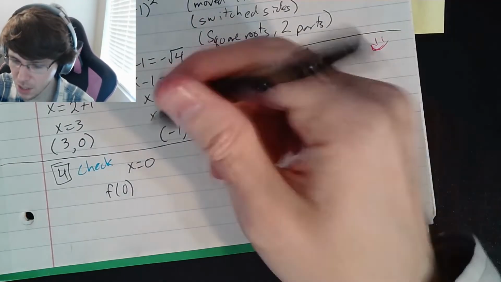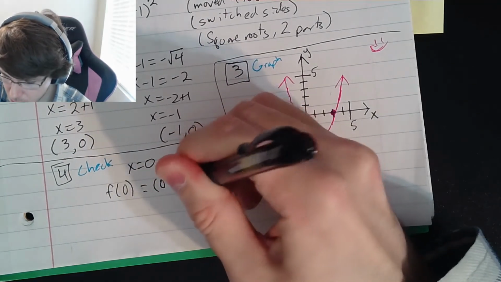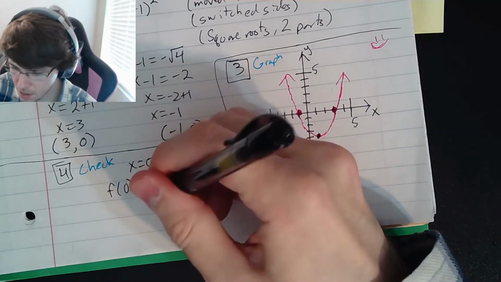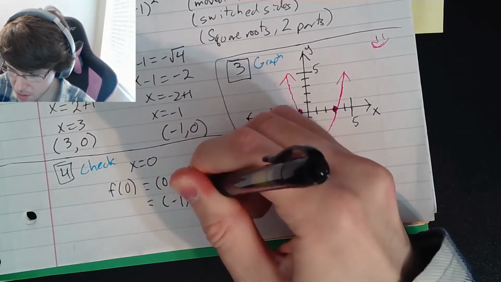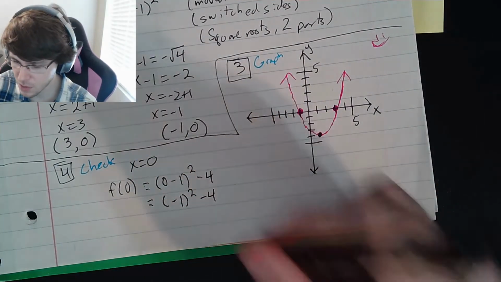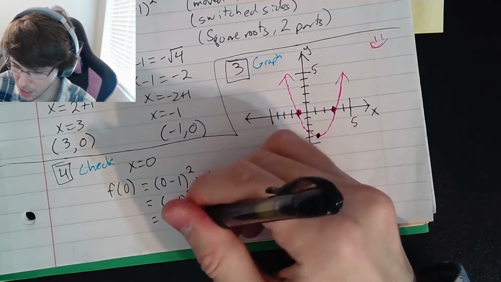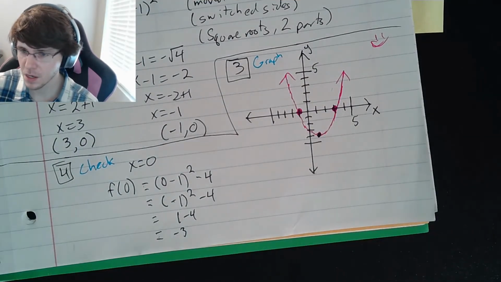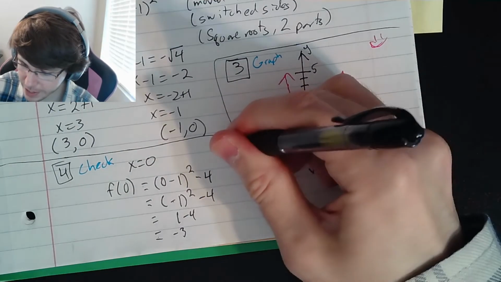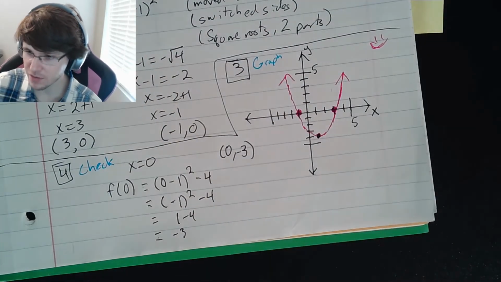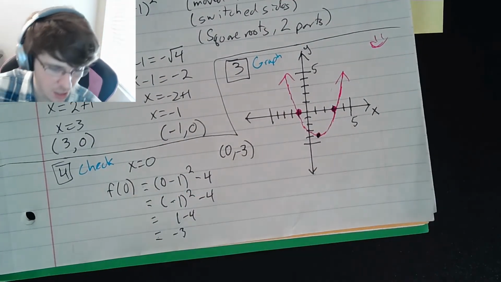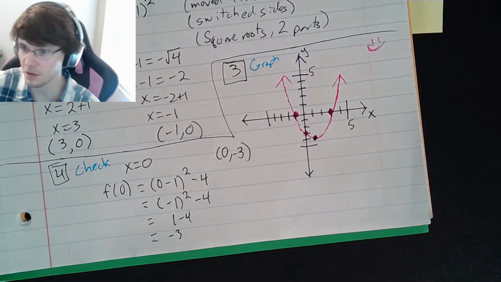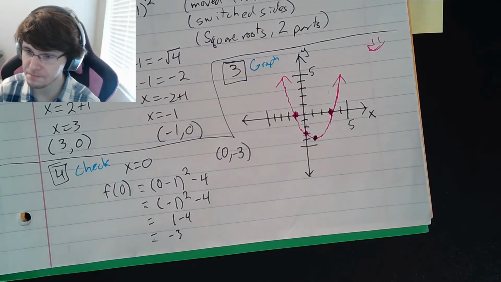f of 0 equals (0 minus 1) squared minus 4, which equals (negative 1) squared minus 4. So 0 minus 1 is negative 1. Negative 1 squared is positive 1, minus 4, and I get negative 3. So what does that mean? It means that I have the coordinates (0, negative 3) on my graph. Do I have that coordinate on my graph? Oh, I sure do. It's right there. Here's my (0, negative 3) because it's 0, 1, 2, 3 negative on the graph. Beautiful. So we definitely did it right.